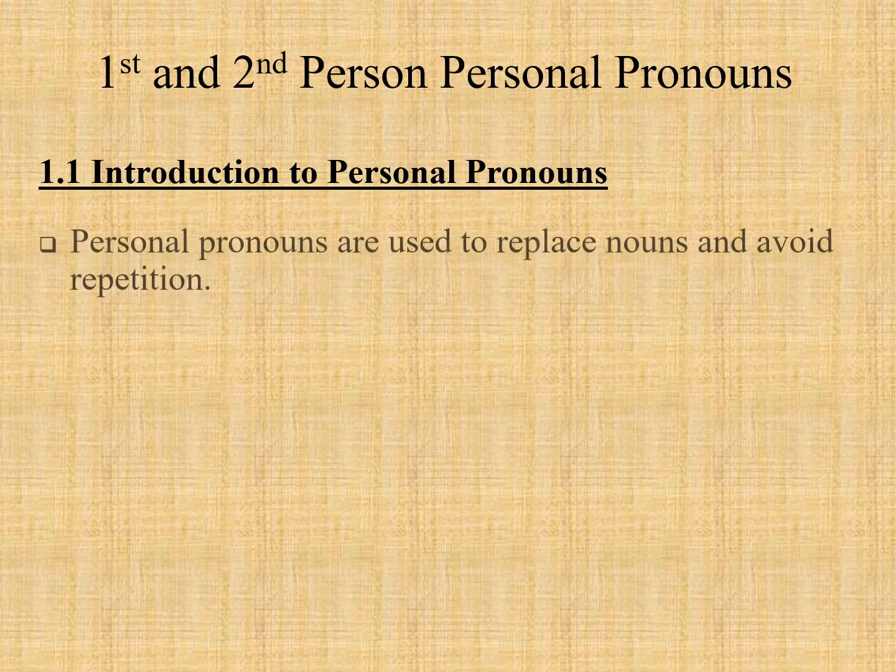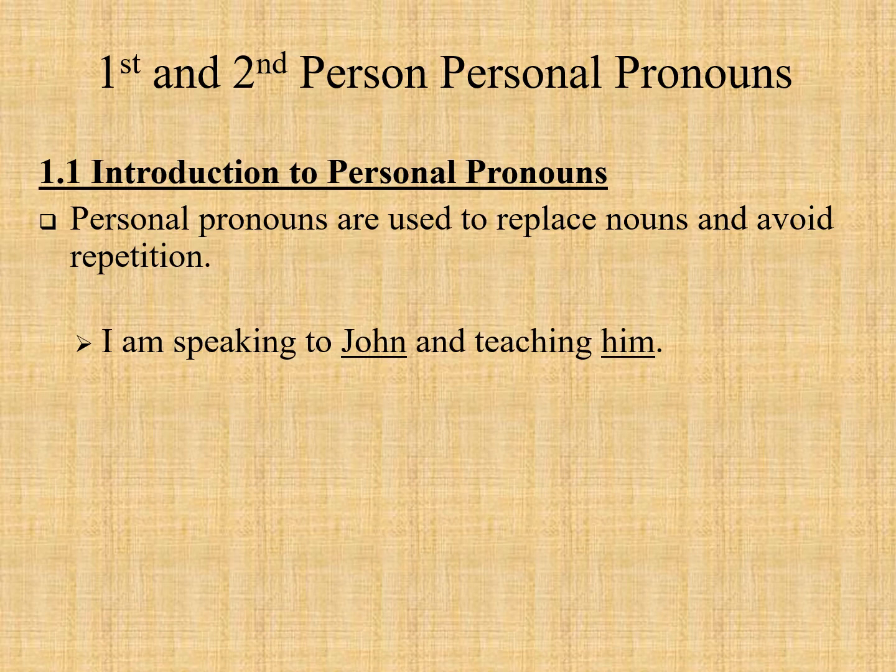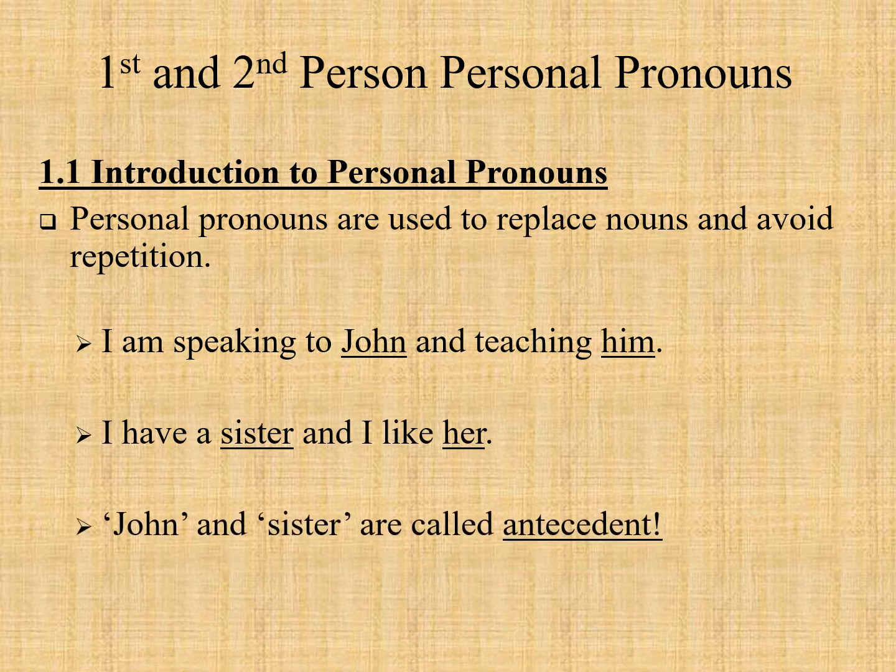Personal pronouns are used to replace nouns and avoid repetition in English. For example, if I say I am speaking to John and teaching him, I don't repeat the word John, but I replace it with the personal pronoun him. Otherwise, it would be kind of repetitive and would sound awkward. Another example, I have a sister and I like her. John and sister are here called antecedents. So you can see that John and him correspond in gender and number, and so does sister and her.